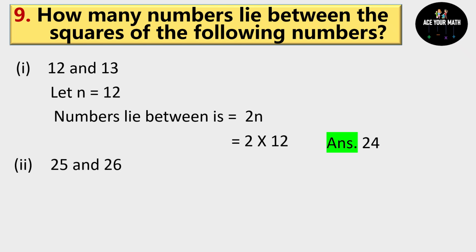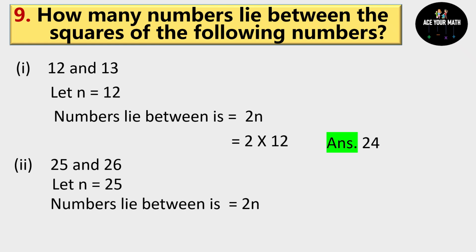Now see the next part. How many numbers lie between the squares of 25 and 26? You will take n as 25. The numbers that lie between are 2n, so you will multiply 2 by 25, and you will get 50 as the answer. It means 50 numbers lie between the square of 25 and the square of 26.